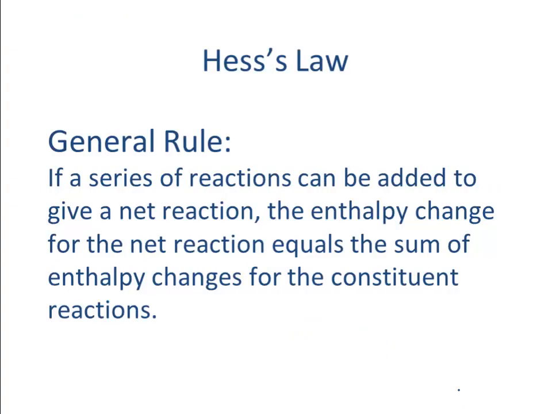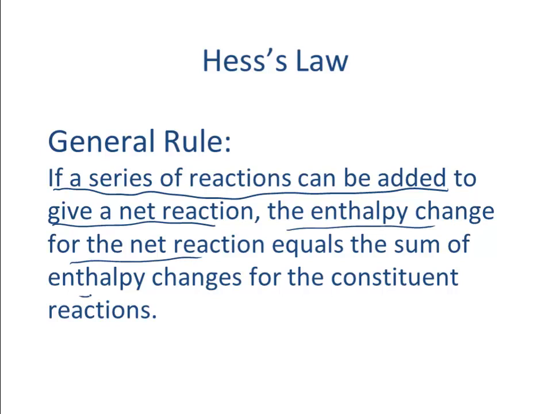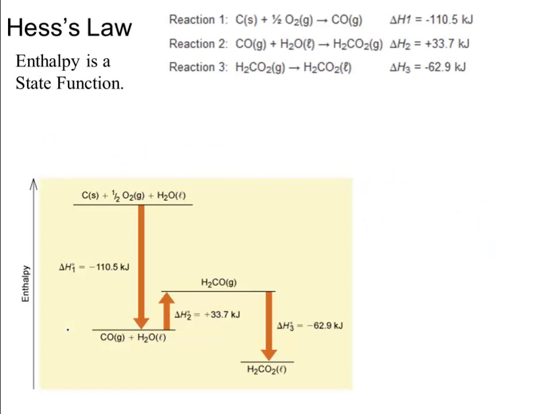All right. The next thing is Hess's Law. And the general idea for Hess's Law is this is used to relate a series of reactions that can be added up to a final reaction. And the idea is that if you have a series of reactions that you can add up to give some net reaction, the enthalpy change for the net reaction equals the sum of the enthalpy changes for the reactions that have been added. So let's look at an example of this.